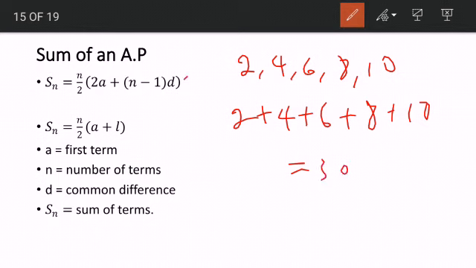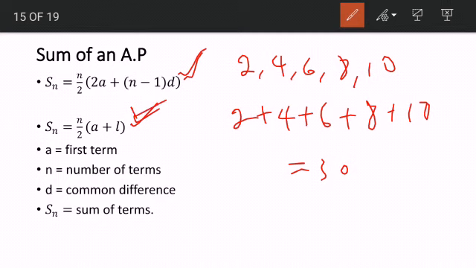But instead of adding them through, we can use either of these formulas, where we have Sn equal to n over 2 into 2a plus n minus 1 d. And we also have Sn equal to n over 2 into a plus l. Now, this second formula, we use it whenever we are given the first term and the last term. Then this first formula, we use it when we are not given the last term, or, in some cases, it can also solve for the last term.